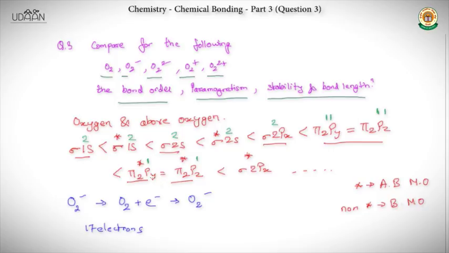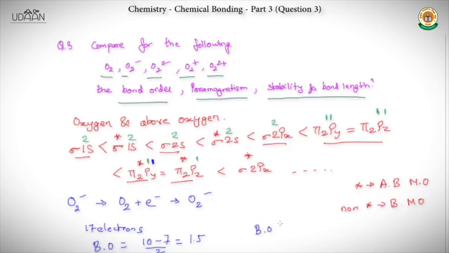So that electron will go to pi 2py star. Okay. So consequently our bond order will now change because there is another electron in the anti-bonding molecular orbital. So our bond order will now become (10 minus 7) by 2, which is 1.5. As you can see, it's a lesser bond order than O2, which tells us that O2 minus is less stable than O2 and also consequently has a greater bond length.